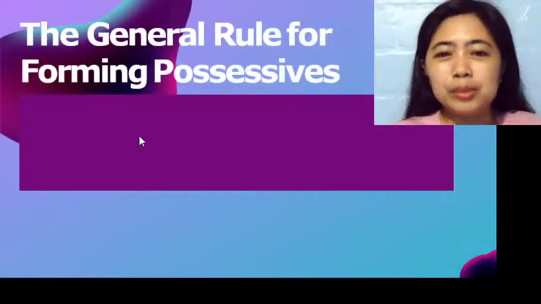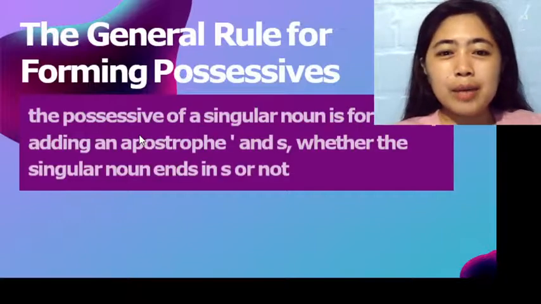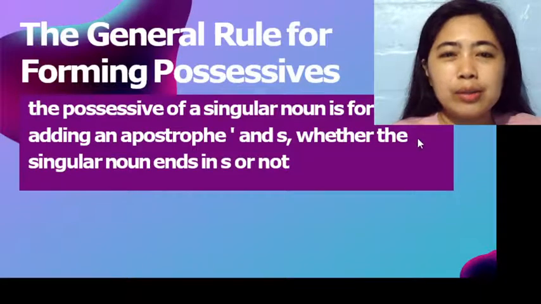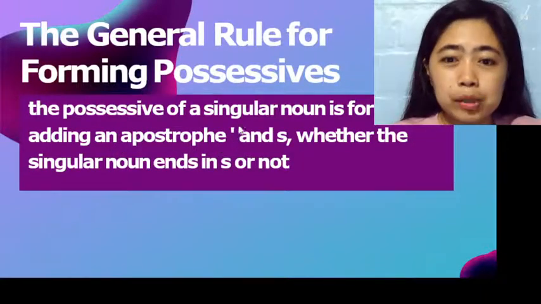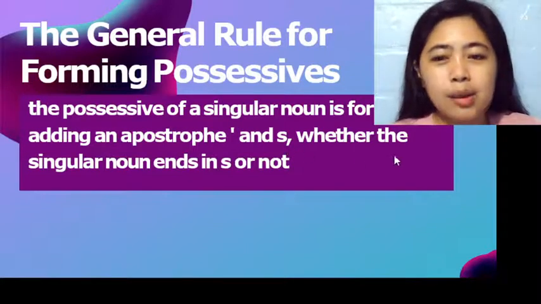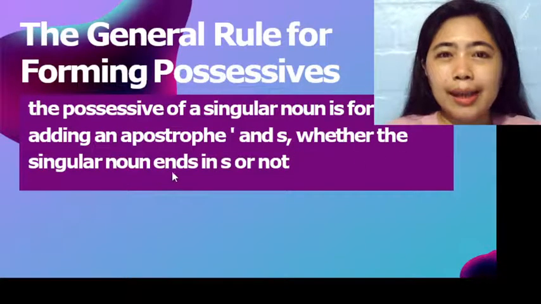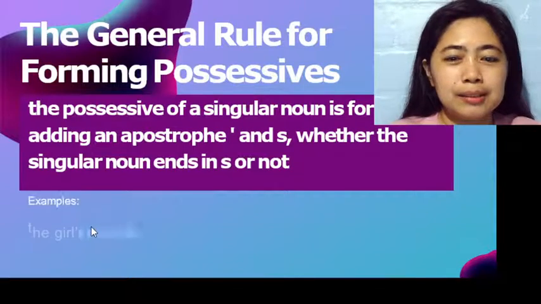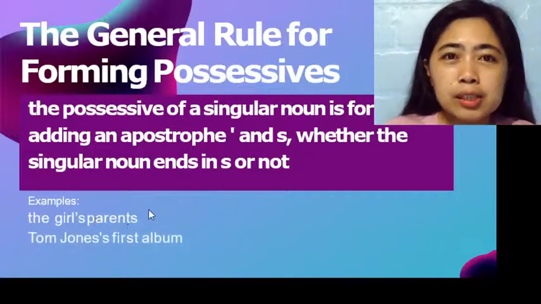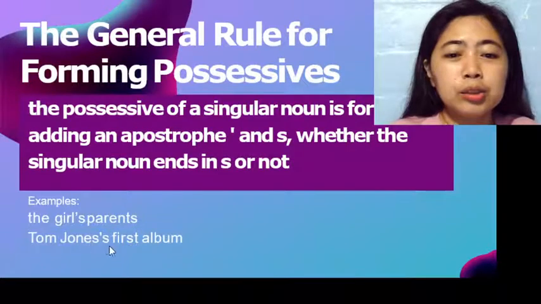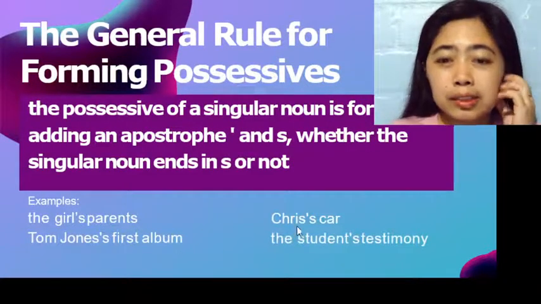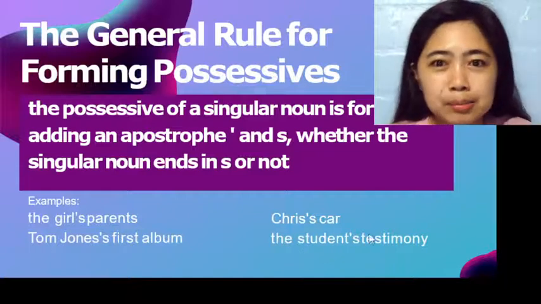The general rule for forming possessives. Here we have the first one: the possessive of a singular noun is formed by adding an apostrophe and s, whether the singular noun ends in s or not. We have here examples: the girl's parents, Tom Jones's first album, Chris's car, the student's testimony.